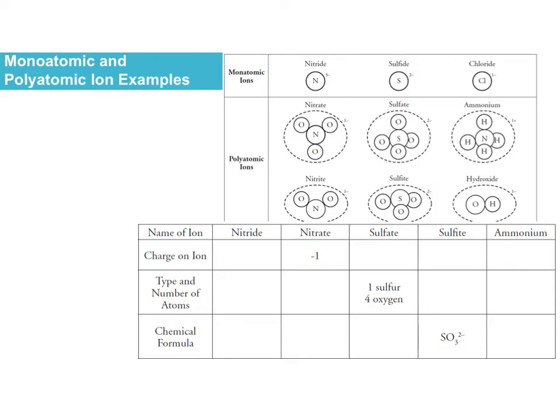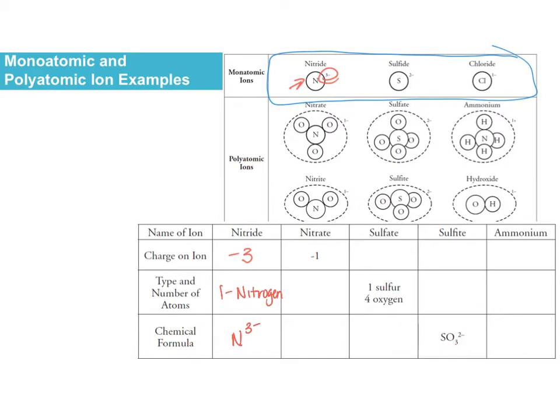So here are some examples. We've got monatomic ions up top, and then polyatomic ions down at the bottom. All right, so how to fill in this table, you can see, say, nitride forms a -3 ion. All right, it has one nitrogen circle, so it's got one nitrogen. So its chemical formula would be N with a 3-.